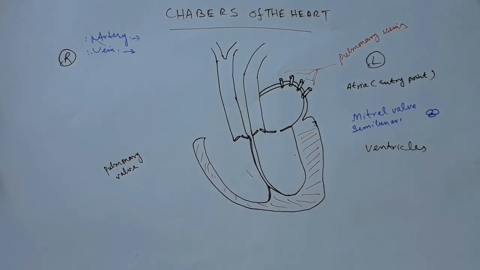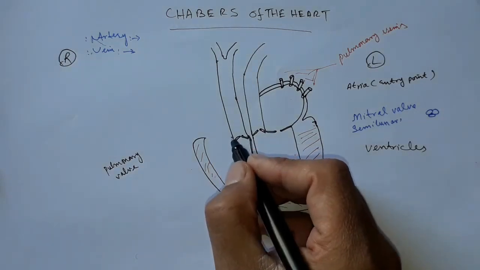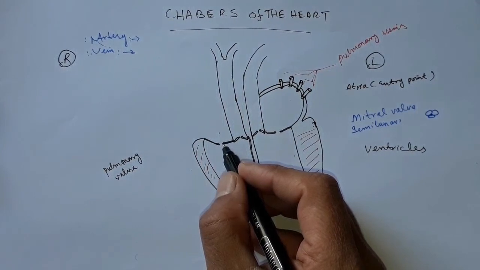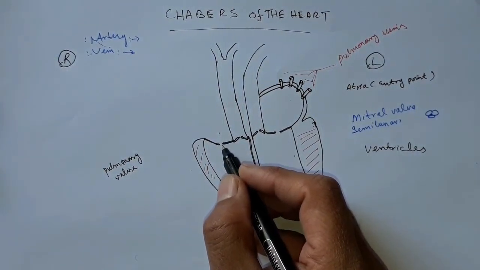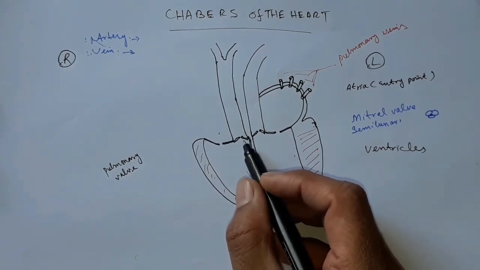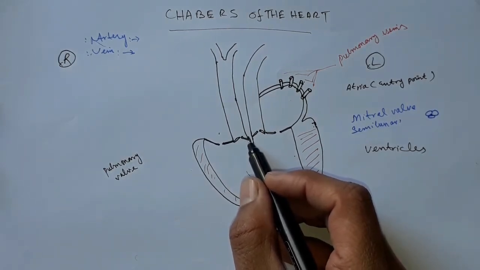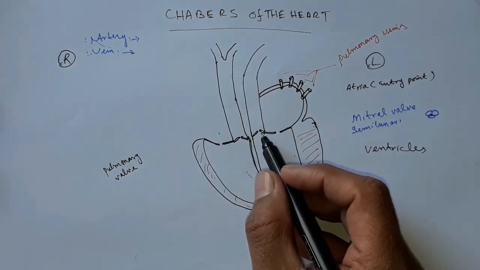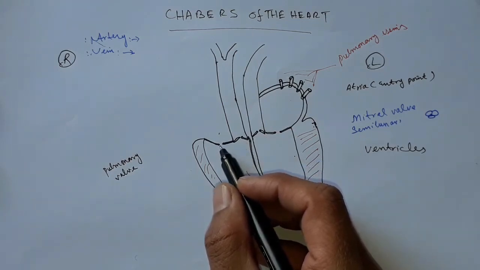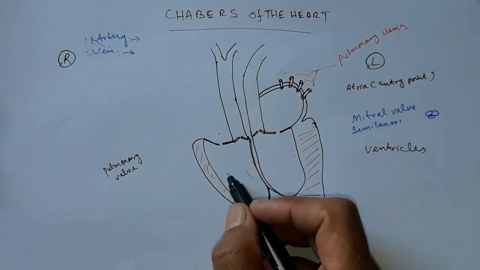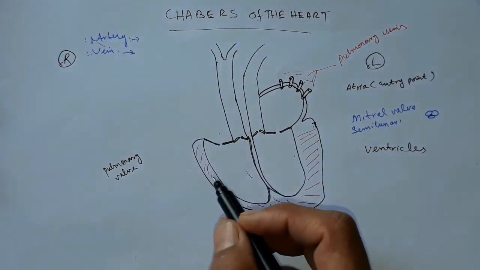Now we draw another valve here. This valve is called the tricuspid valve because it has 3 cusps. The aortic and pulmonary valves, which are also called semi-lunar valves, also have 3 cusps, but we will say only tricuspid valve for this valve which is present between the right ventricle and the right atrium.